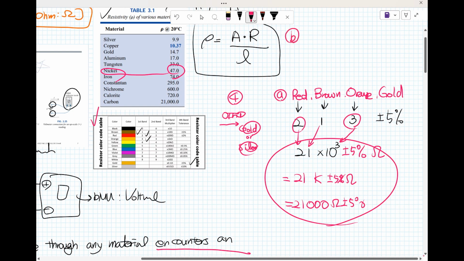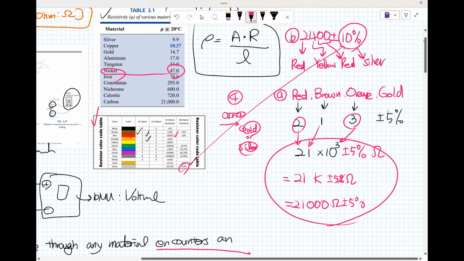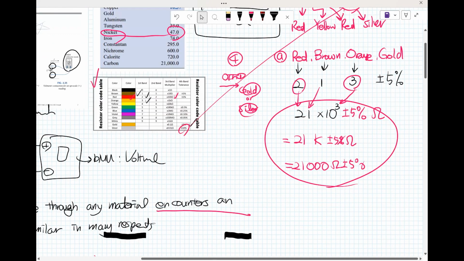For example, number B. What is the color for this one, with plus minus 10%? What is the 2? Red. What is 4? Yellow. What is for 10^2, the 100? Red. Okay. And what is the plus minus 10% tolerance here? Silver. Okay. So for the quiz and the exam, I will share with you the resistor color code table. So you don't need to memorize, but at least you have to know how to interpret and understand how we find the resistor from the table. Okay.